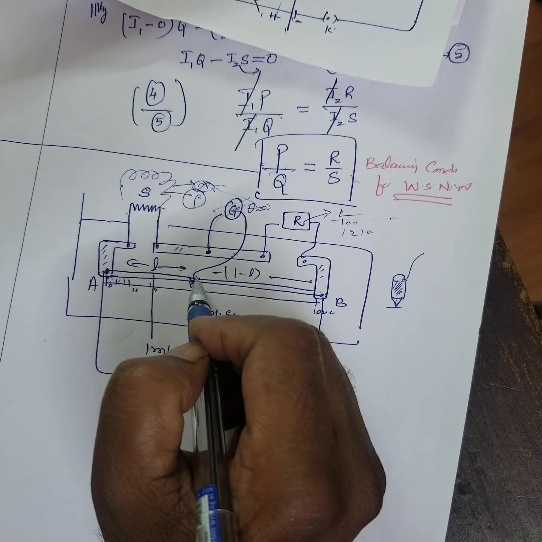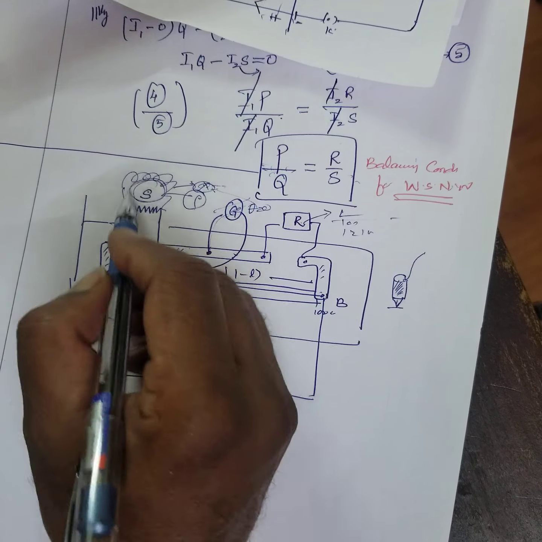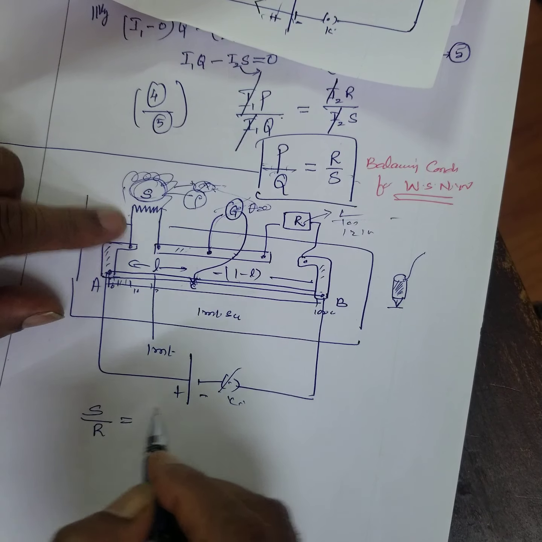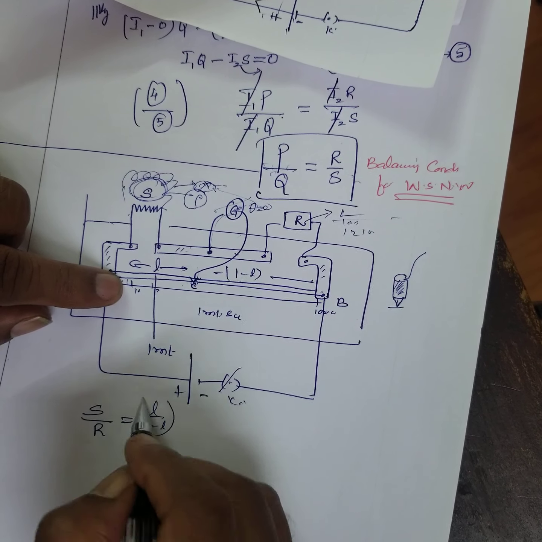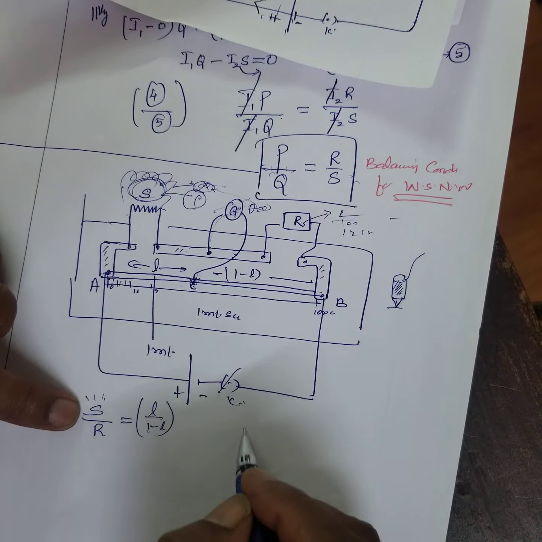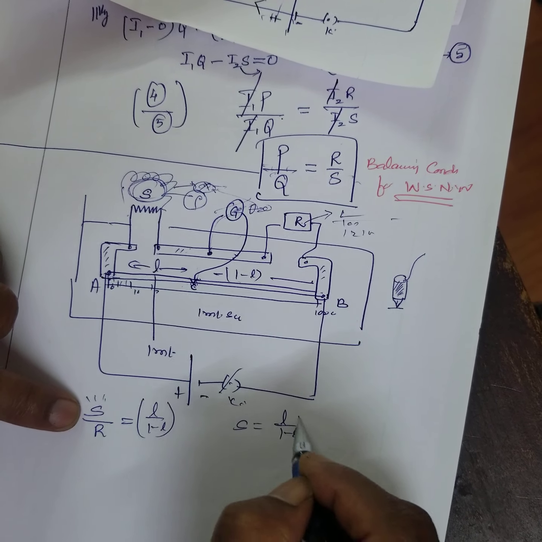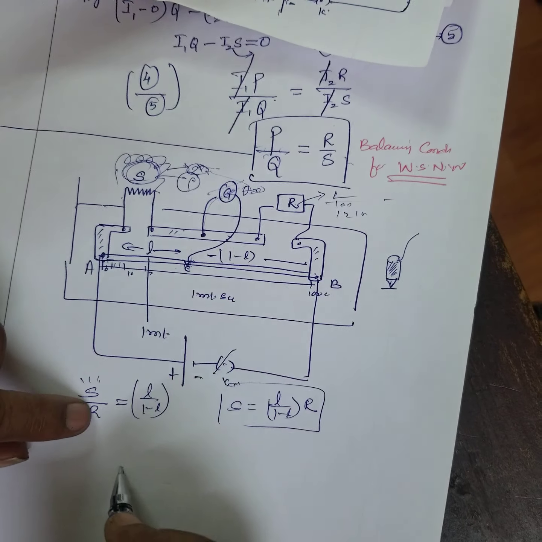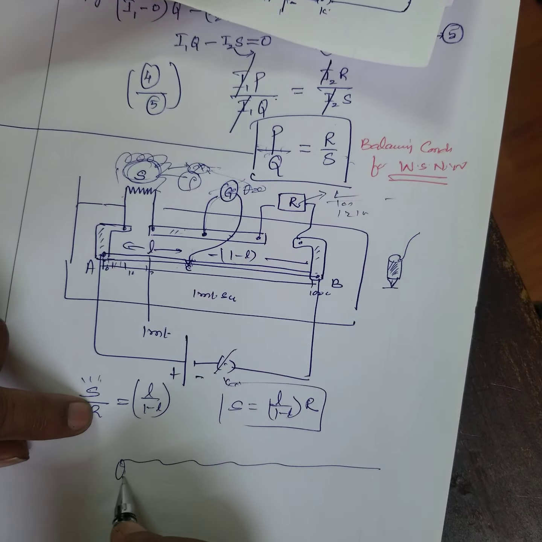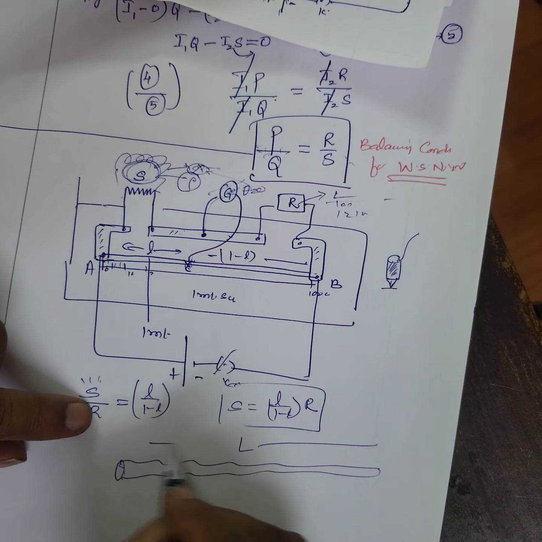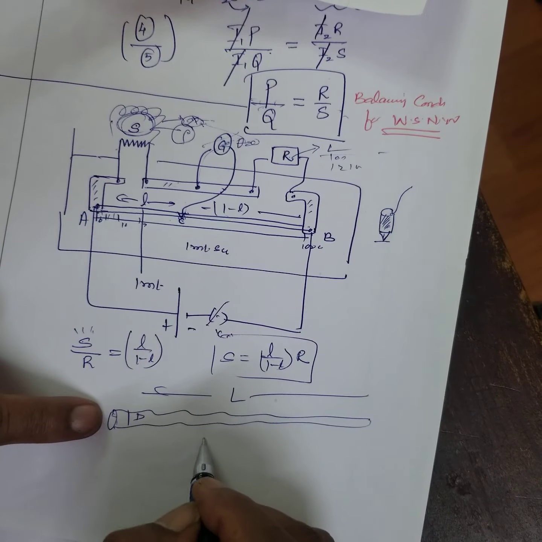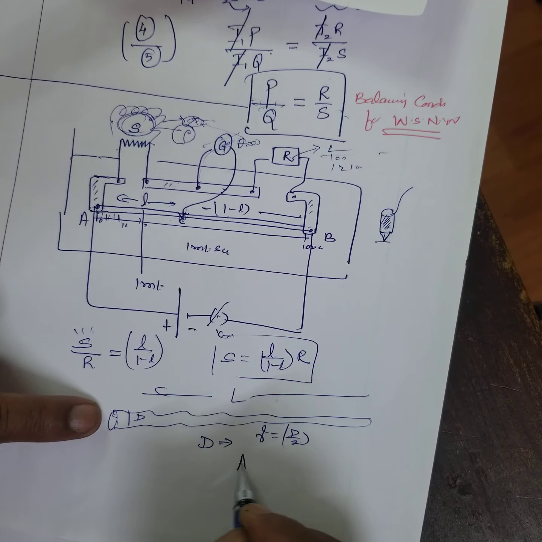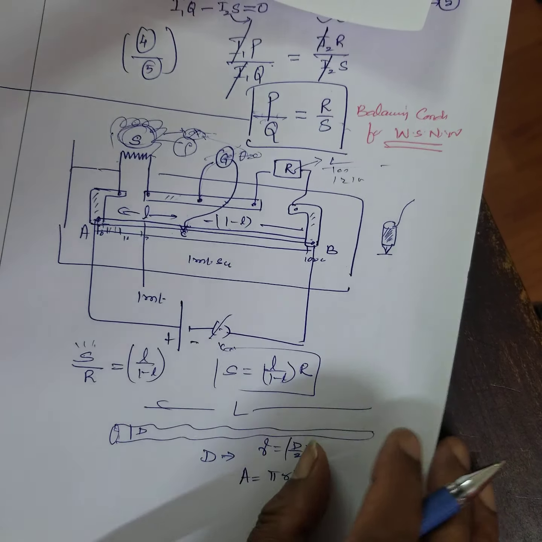This is the balancing length L, this is 1 minus L, and that means this resistance divided by this resistance is equal to L divided by 1 minus L. Therefore, the unknown resistance S is equal to L by (1 minus L) into R. You can calculate. Then after that, you take this wire and stretch it. Find out the length. Find out the diameter.